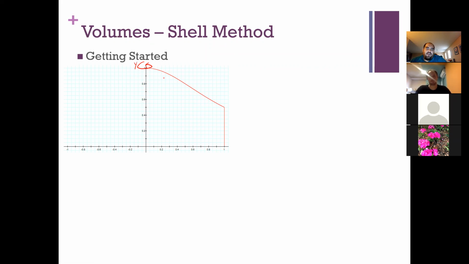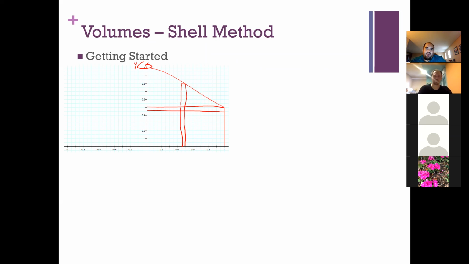So I want to revolve this around the y-axis. If I was doing the disk method, would my rectangles look like these narrow kinds of rectangles, or would they be vertically oriented? For what we did last night? It would be horizontal.